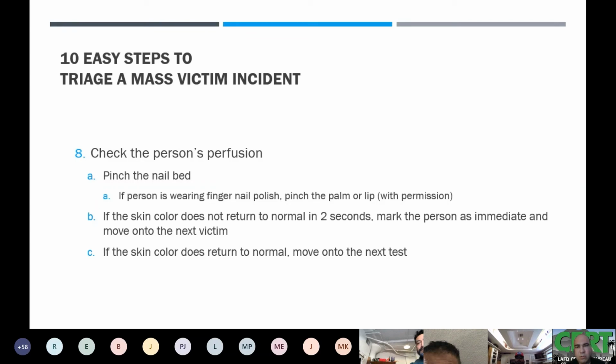If they give you an assent, nod, or say yes, go ahead and do that. Don't just reach up and pinch their lip. You might get punched and get put on YouTube, which we don't want to have happen. If it takes longer than 2 seconds for the skin to return to normal color, then you want to go ahead and mark them as immediate or red and move on to the next victim. If the skin does turn to normal within 2 seconds, move on to the next test.